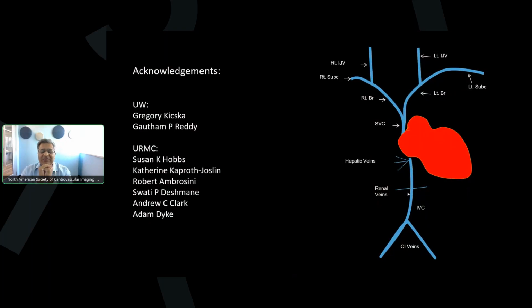The basics first. We look at inflow, the pump, and the outflow. So we are looking at the venous returns, the veins that get into the right atrium, and also the coronary vein, in fact, which drains most of the venous return from the cardiac chambers. And in cardiovascular imaging, we are basically looking at all of these.